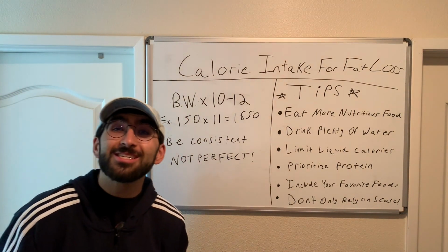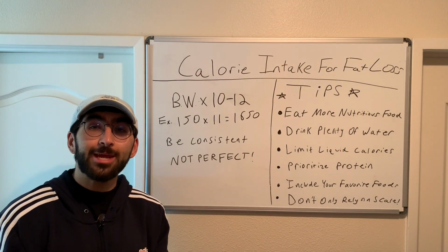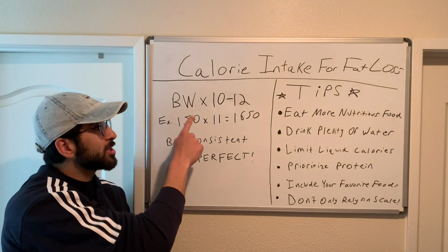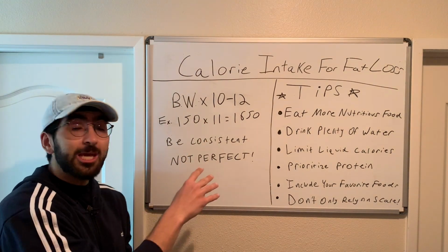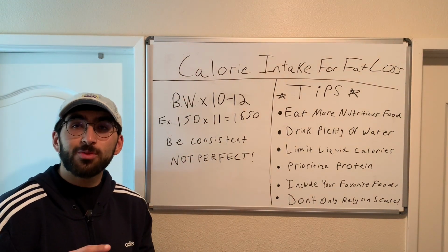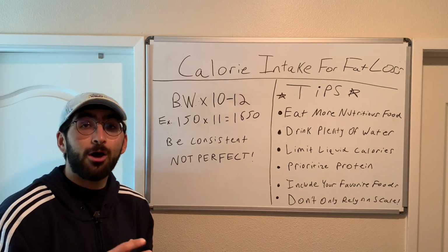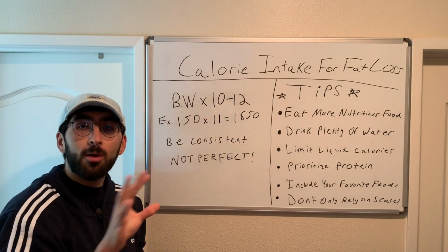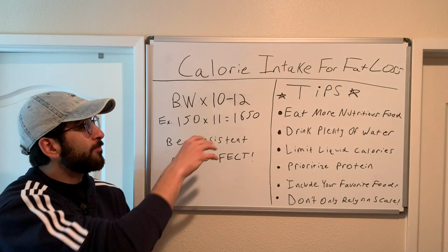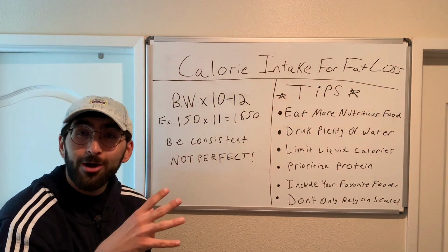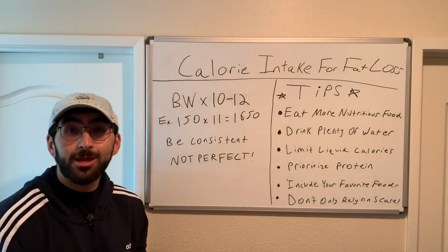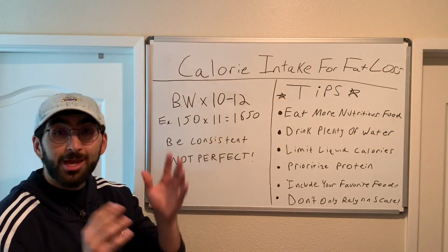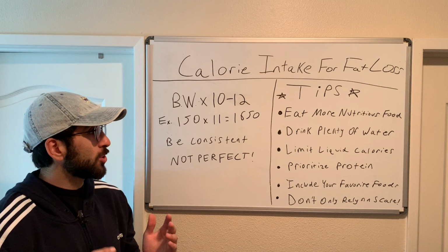What you need to do is take your body weight in pounds and multiply it by 10 through 12. Now, here's the thing. If you're less active, if you lead a more sedentary lifestyle, 10 would probably be your best bet. If you're more active, 12 would be where you want to multiply your body weight, okay? Somewhere between 10 and 12 is gonna be great to start out at.